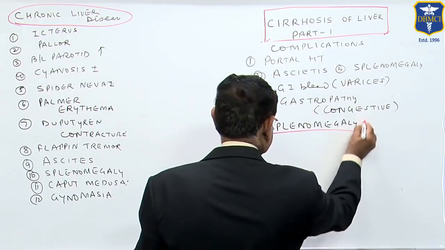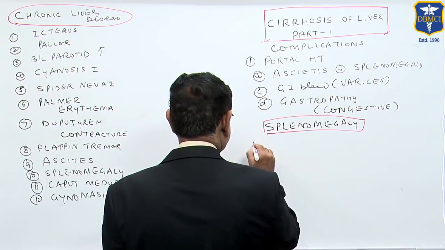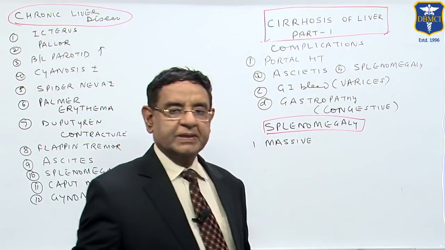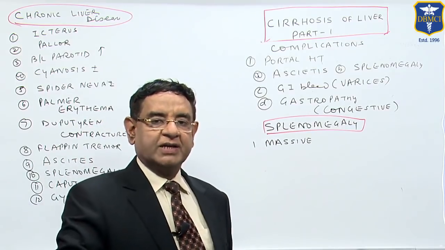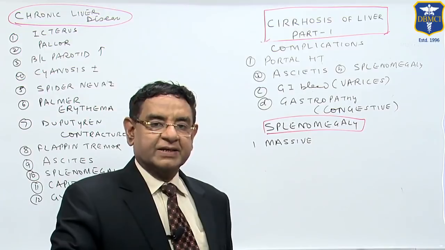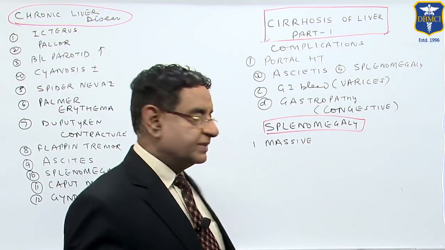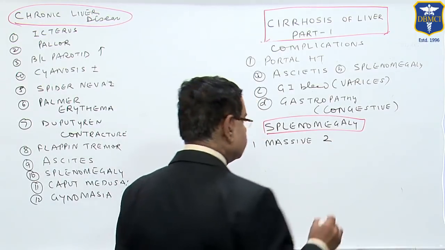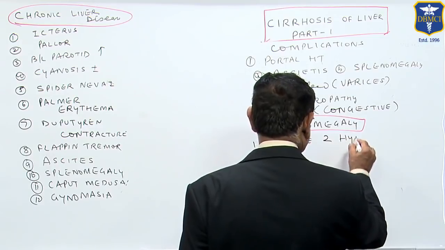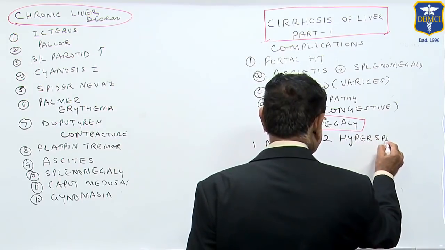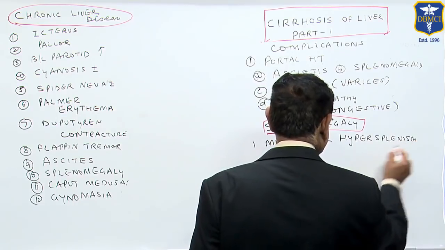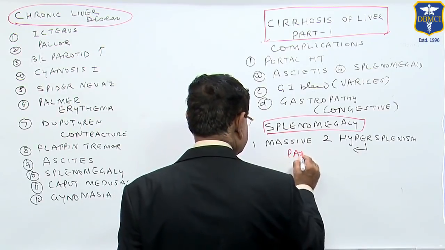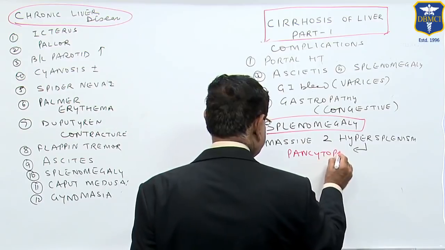In this, you get massive splenomegaly. But the term massive means the spleen is so enlarged that it has come up to the umbilicus on clinical examination. And the one thing which it can lead to is hypersplenism. And due to this, it can lead to pancytopenia.